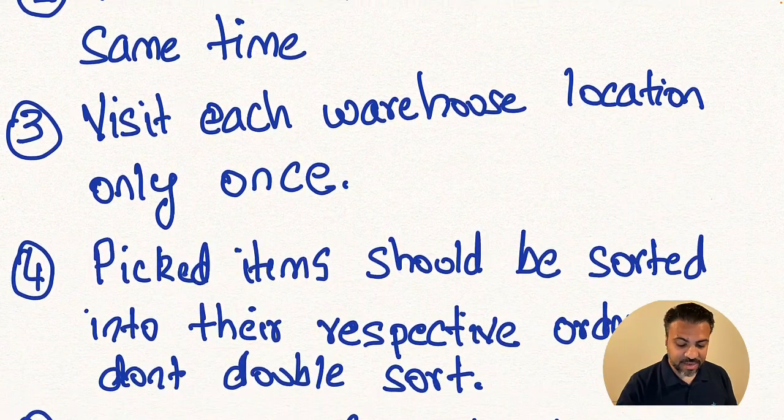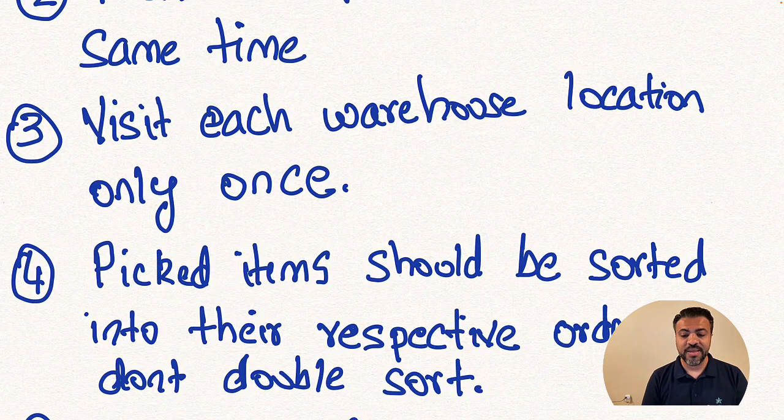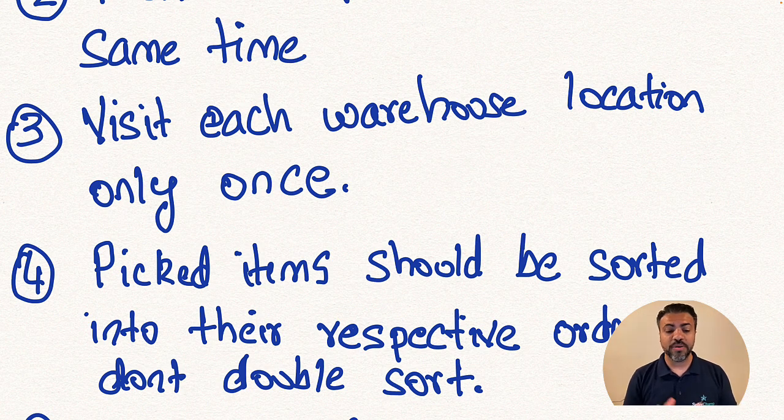The other thing is that picked items should be sorted into their respective orders. So don't double sort. What this means is that when I am out there picking my items, I want to be able to store them in a way that doesn't require me to go back and figure out which item goes with which order. So when I go to that location A1 bin 1 and I grab those 10 items and I put them somewhere, I want to be able to put them in a way that doesn't require me to go back in and sort them out again. It's like, oh, this one goes with this order, this one goes with this order. No, you don't want to do that.